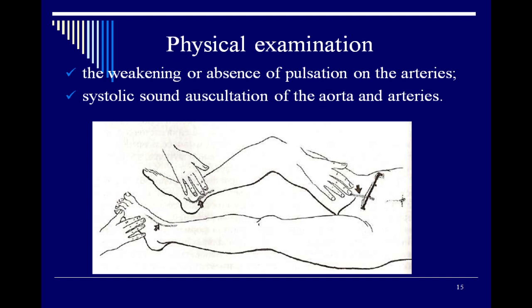Physical examination: weakening or absence of pulsation of the arteries, systolic sound on auscultation of the aorta and arteries. And here in this picture you can see how we palpate and at what points we palpate the pulse. Usually it's the femoral artery, popliteal artery, and arteria dorsalis pedis.